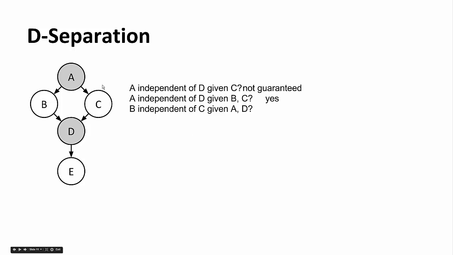And now we want to look at all paths between B and C, and we want to examine the triples along that path. So first we look at this top one. We see that it's a common cause with the middle one shaded, which makes it inactive. So the top path is inactive.